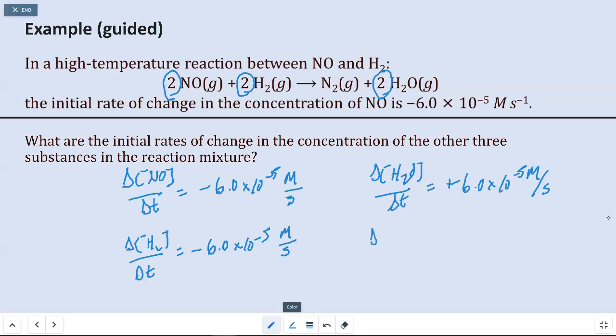For the nitrogen, well, nitrogen's coefficient is half of that of the others, so its rate of appearance should also be half. So what's half of 6 times 10 to the negative fifth? Well, 3 times 10 to the negative fifth.